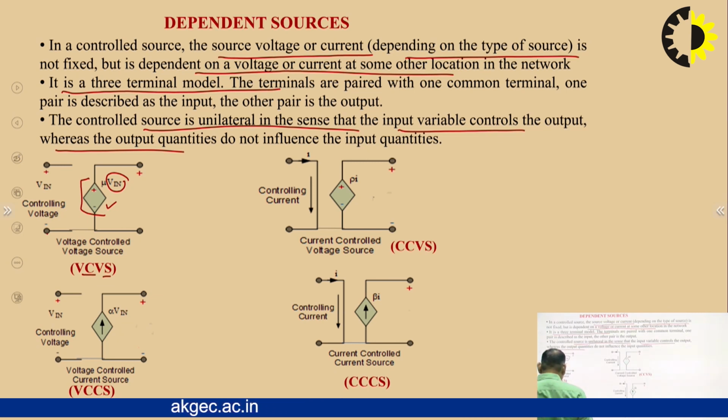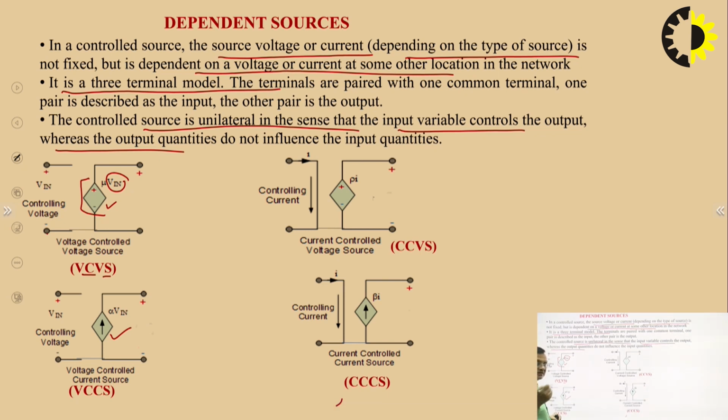Now come to the voltage controlled current source. It is a current source, denoted by direction. A current source has direction and a voltage source has polarity, and here the controlling variable is voltage. It is voltage controlled, and of which voltage? This voltage. So this current source depends upon the voltage Vin. It is called a voltage dependent current source or voltage controlled current source.